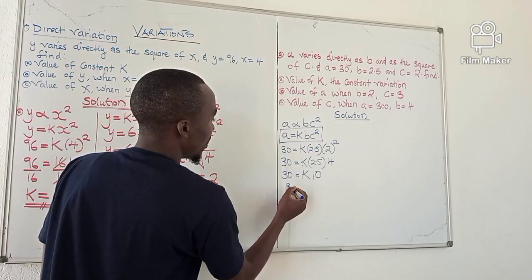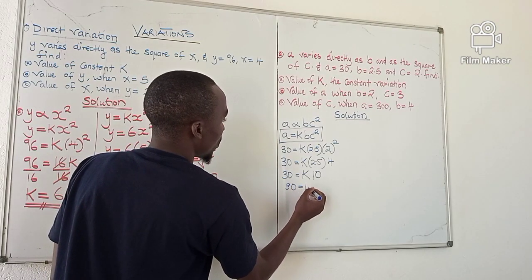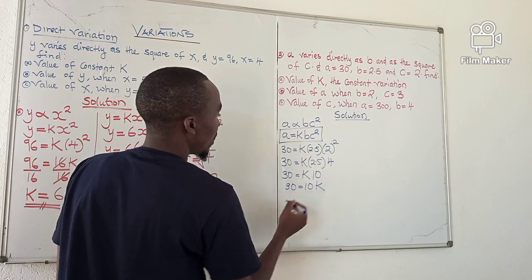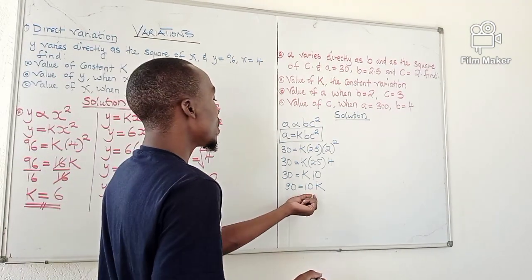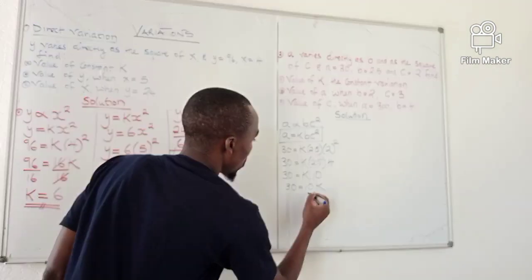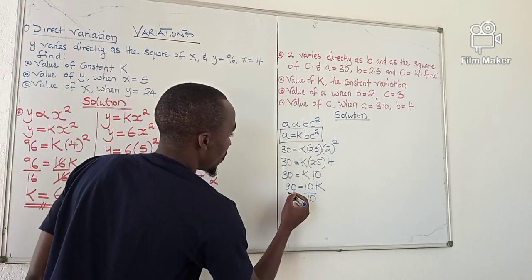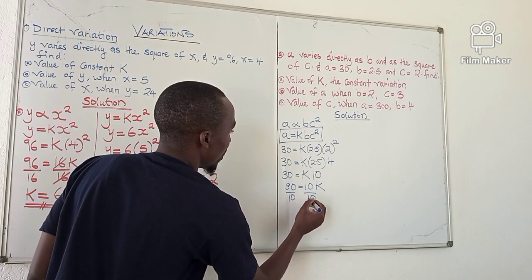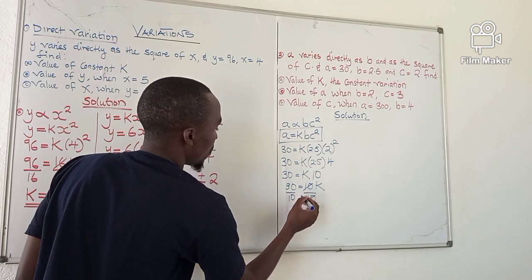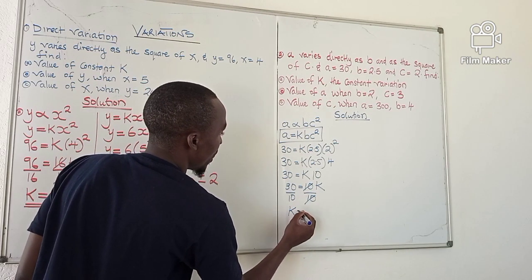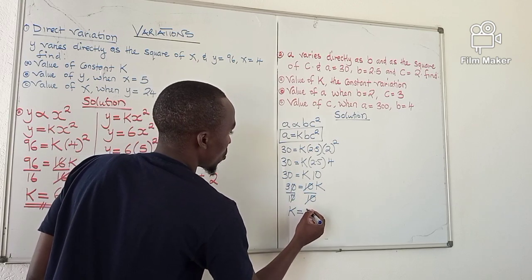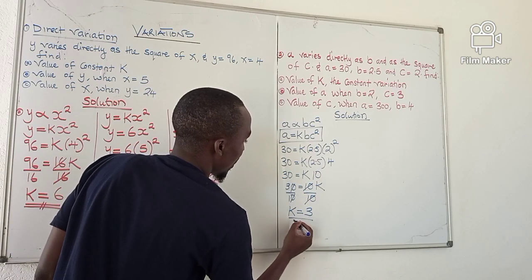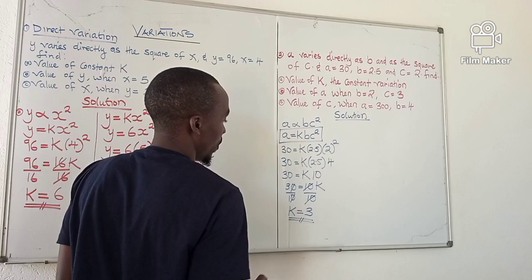So we can write that in a standard form, which is 10k. Okay, written in a standard form. So how do we remain with k this side? We divide both sides by 10. So this 10 will cancel and that 10 will cancel. We remain with k is equal to 30 divided by 10, so what? It's 3. So k is equal to 3.